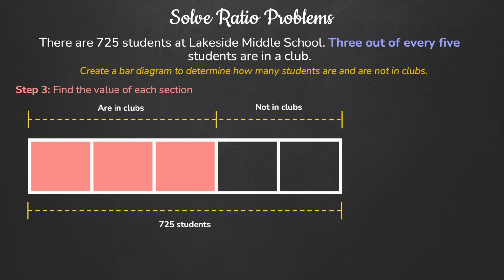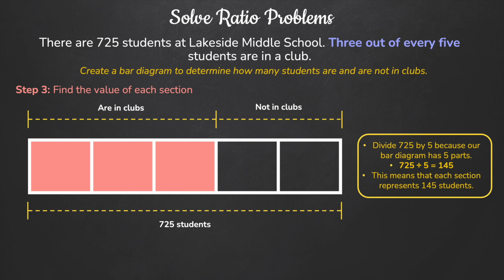So in order to do that, we have to find the value of each section. So if these 5 sections are going to represent the 725 students, we have to find the value of each one. And in order to do that, we're going to divide 725 by 5 because our bar diagram has 5 parts. And 725 divided by 5 is equal to 145. This means that each section represents 145 students.